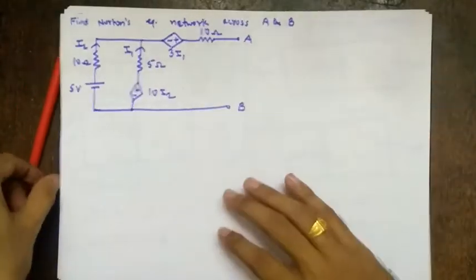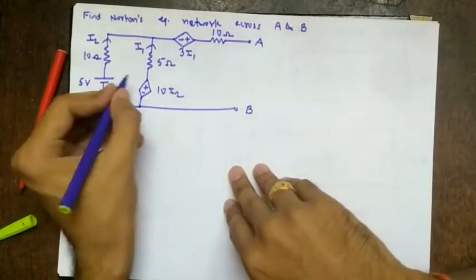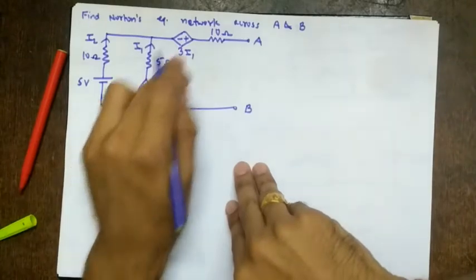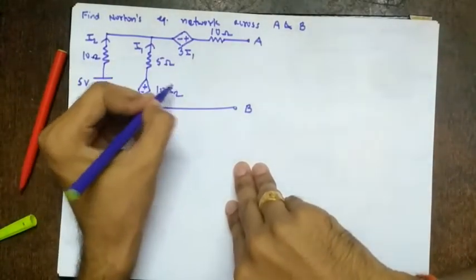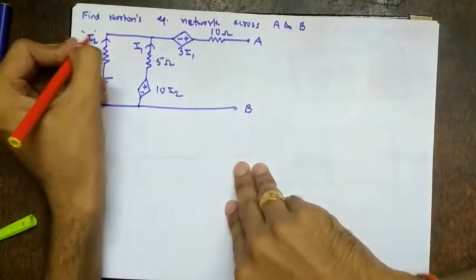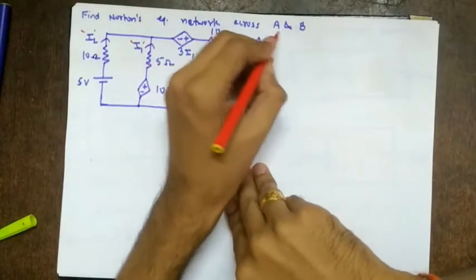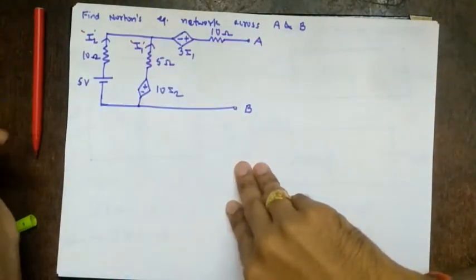So let's continue further. Find Norton's equivalent across A and B. So this is the network. If you see, there are dependent sources now, right? So I have two dependent sources, so two dependent variables, I1 and I2. Somewhere I should find I1 and I2. So this is I2, this is I1. I have to find the network across A and B. So first we write equations for dependent variables.